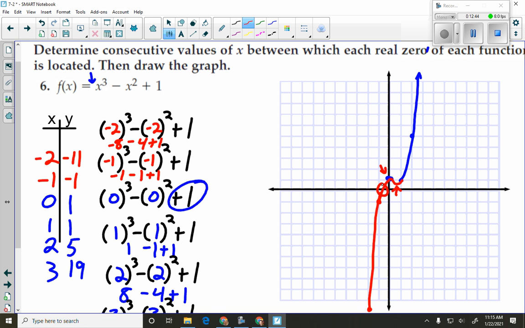Pick a lot of points. If you wanted to put in the negative 3 just to find out, go for it. Just keep plugging these things in. Negative 3 ends up equaling a negative 35. Holy cow. So you see it never comes back up. It's got its 2 turns. It can't have any more.